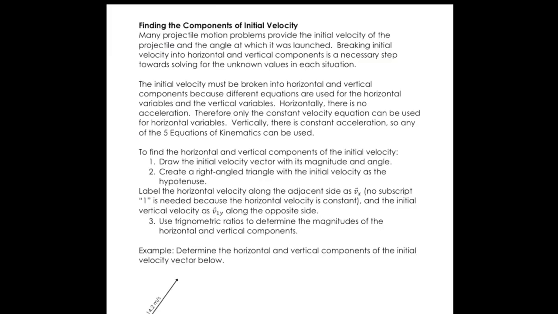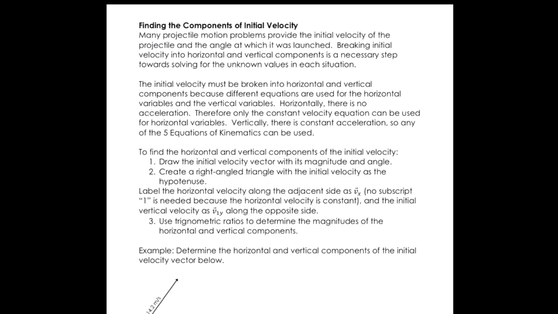So to start with breaking down a projectile motion problem, the first thing that they generally give you is the initial velocity of the projectile and the angle at which it's launched. Okay, so the first thing that we really need to do is break the initial velocity into its different components. Whenever we did the component method, that's going to be necessary for setting up all of these projectile problems. So the initial velocity must be broken into its horizontal and vertical components because different equations are used for the horizontal variables and the vertical variables.